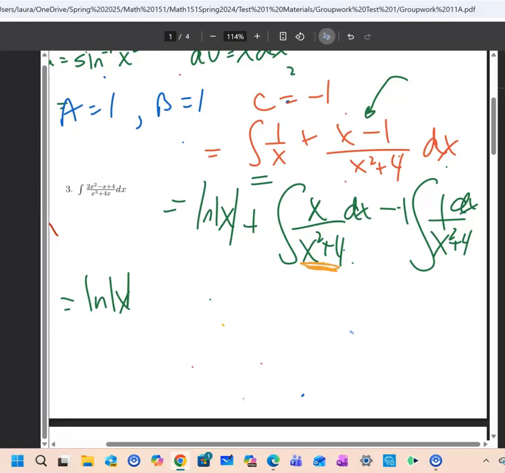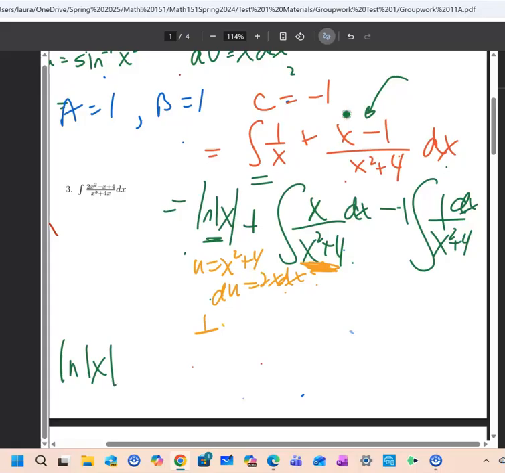How am I going to do this integral? This integral needs an easy u substitution. So du is 2x dx. So that gives me a 1. Sorry, I shouldn't put an equal sign. Let me bring back, okay. So let's bring this guy down here. So ln of absolute value of x.